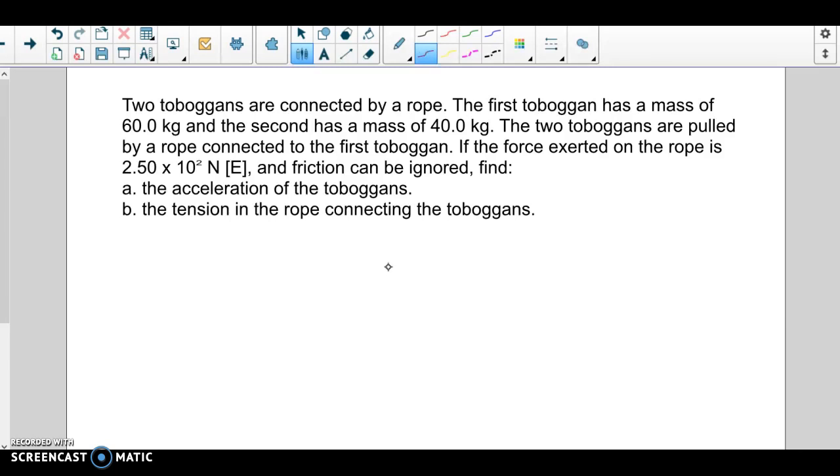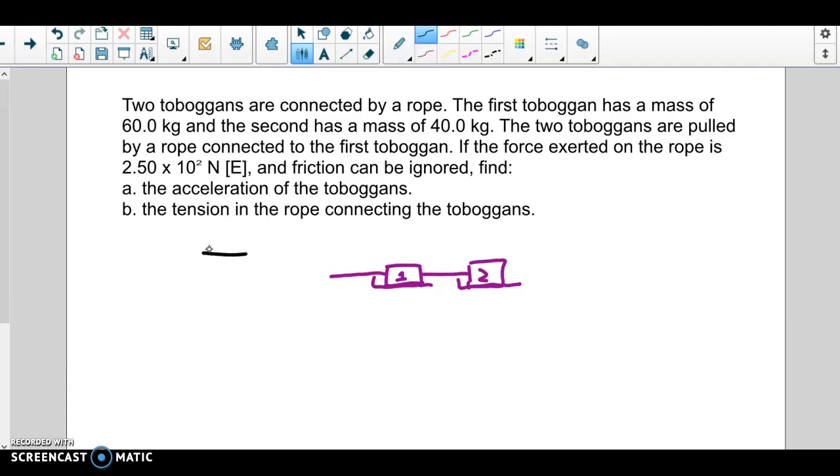So in a problem like this, the first thing I like to do before I draw a free body diagram is I just want to sketch out what's going on. Here's toboggan 1. There's a rope connecting them. Here's toboggan 2. There's a little track. And then here's a rope that's pulling toboggan 1, and that's where the force is getting exerted. So that's 250 newtons east.